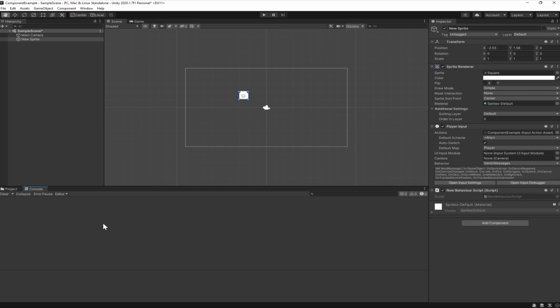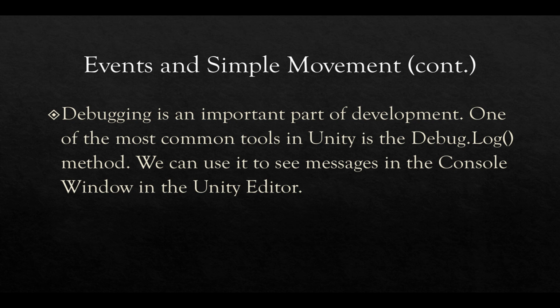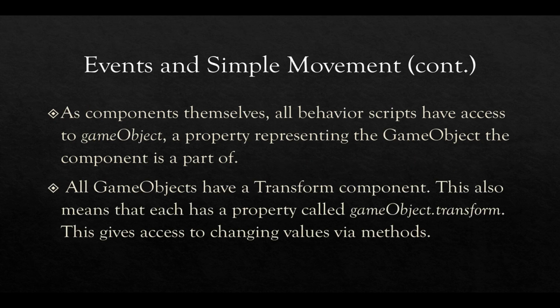So let's move back to the slides and talk a little bit more about what we have access to in the classes and as part of MonoBehaviour. As components themselves, again, behavioral scripts are components, not the game objects themselves, but they have access to a property called gameObject. Notice the lowercase g, uppercase O. This is a property representing the game object the component is a part of. And so we sort of get that for free.